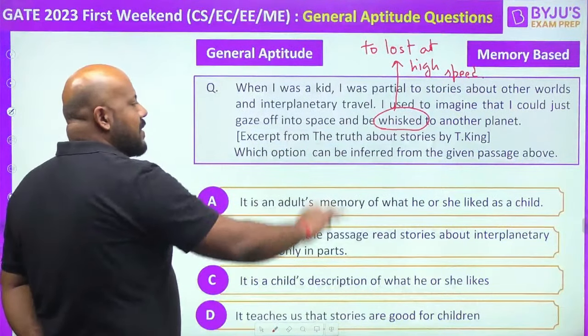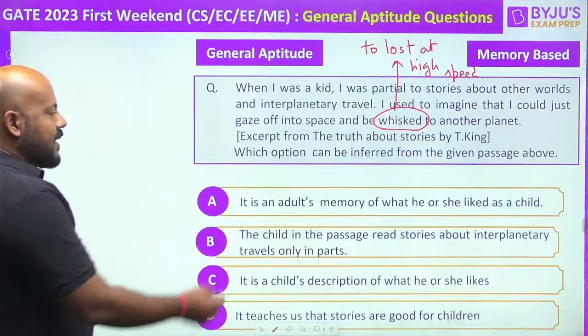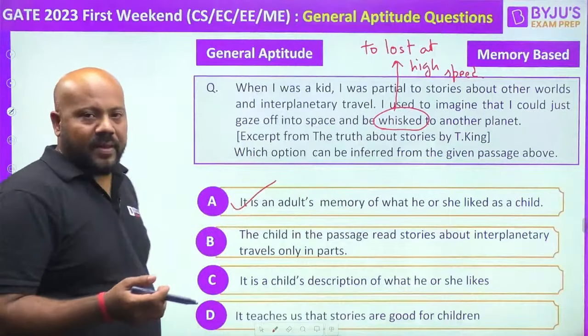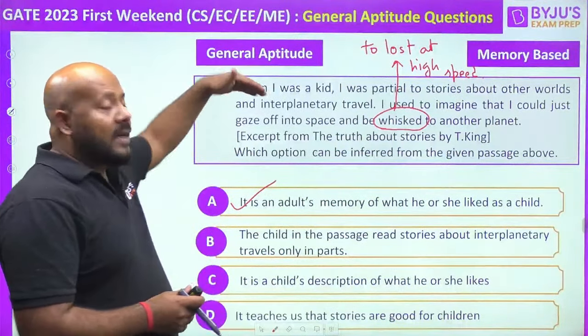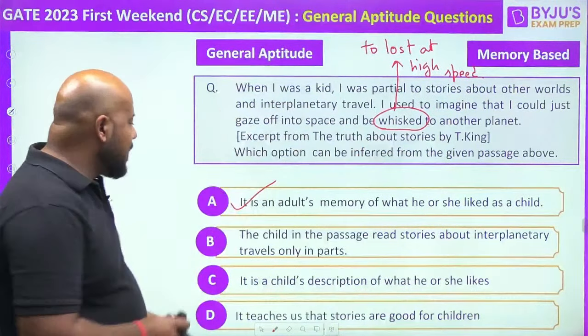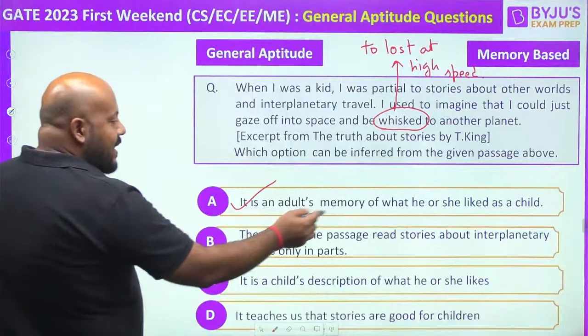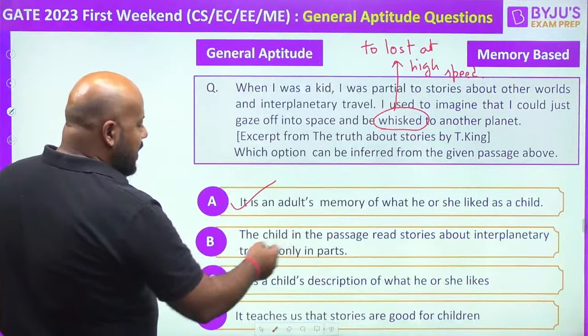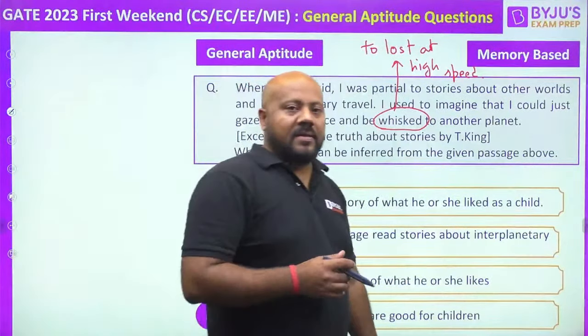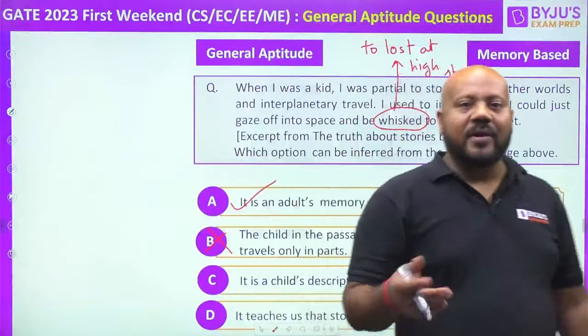Which option can be inferred from the given passage? Option A, it is an adult's memory of what he or she liked as a child. This can be correct, because somebody is saying when I was a kid, it means now he is not a kid, he is an adult. Option B, the child in the passage read stories about interplanetary travels only in parts. This is wrong, because there is no mention in the passage whether he was reading the stories in full or in parts.